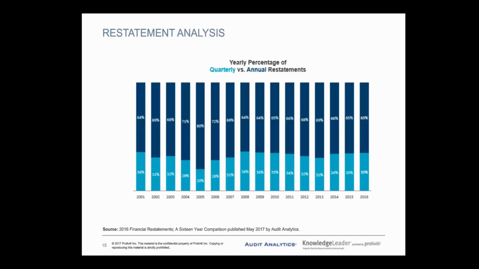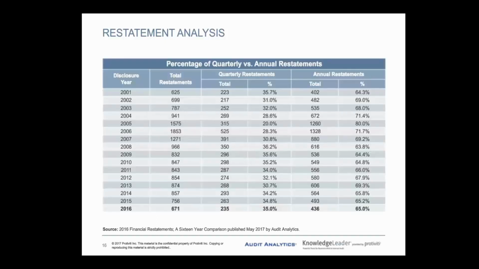From the last 10 years, the quarterly restatements have held fairly steady, from 31% of restatements to 36% of restatements. And the last 3 years have been extremely similar in percentage in terms of how many of these restatements have been quarterly versus annual. And again, this is that same chart there, just broken out into a table, taking a look at the total number of restatements from year to year, and then what percentage of those were quarterly versus annual restatements.